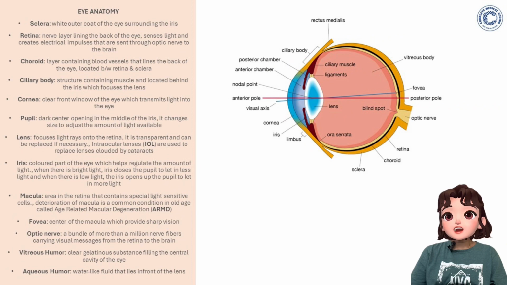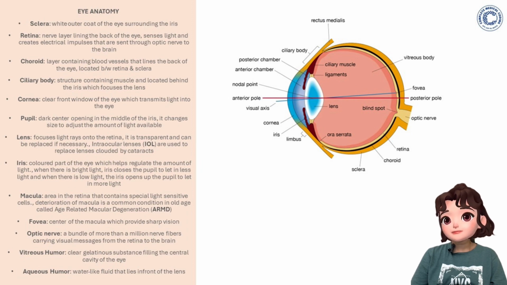Now let's look into eye anatomy. These are the parts of the eye. Just look into the picture. Sclera. The sclera is the white outer coat of the eye surrounding the iris. Retina. Nerve layer lining the back of the eye. It senses light and creates electrical impulses that are sent through the optic nerve to the brain.